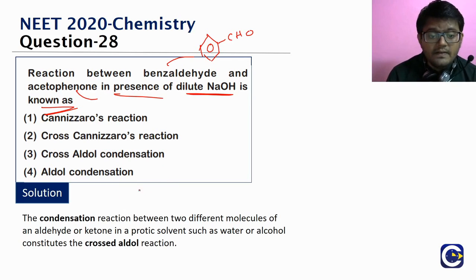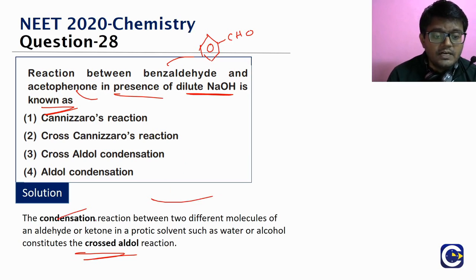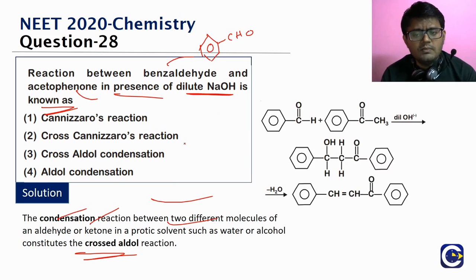But here we are looking at the condensation reaction between an aldehyde, which is benzaldehyde, and another molecule, which is acetophenone. So we call it cross aldol condensation. What is cross aldol condensation? It is a condensation reaction between two different molecules of either aldehyde or ketone, in the presence of a protic solvent. Usually the protic solvents will be water or alcohol. So here we are using dilute sodium hydroxide. So what will be happening in this reaction?